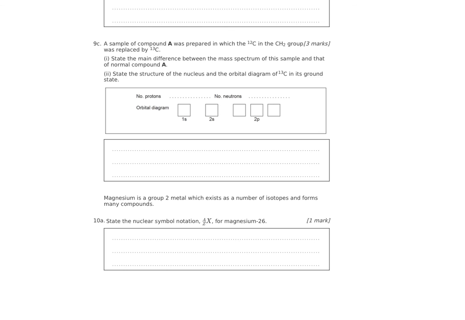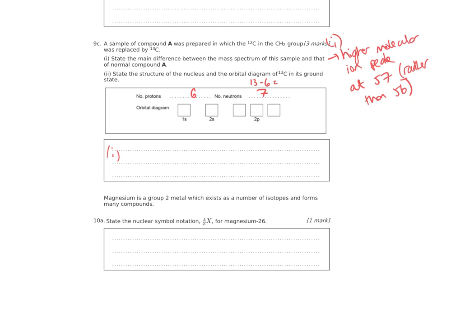A sample of compound A was prepared in which 12C in the CH2 group was replaced by 13C. State the main difference between the mass spec of this sample and that of the normal compound. So obviously it's going to have a higher molecular ion peak. No, you could have written this in the box as well, sorry. A higher molecular ion peak at 57, rather than 56 if you want to be more precise. And then the number of protons would be 6 and 7. The atomic number 6. And this is 13 minus 6. So the mass minus the atomic number.